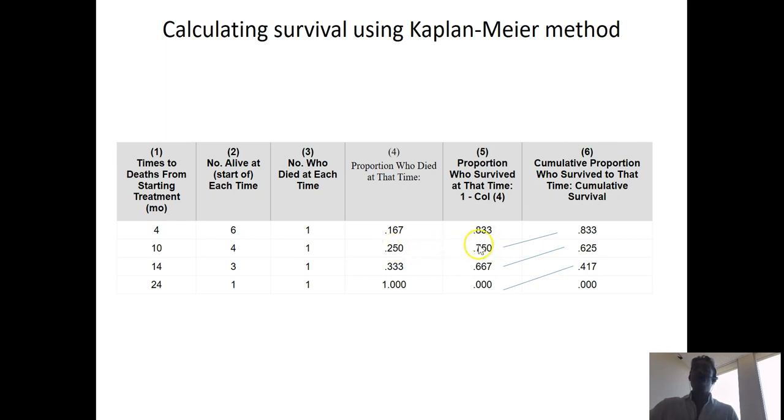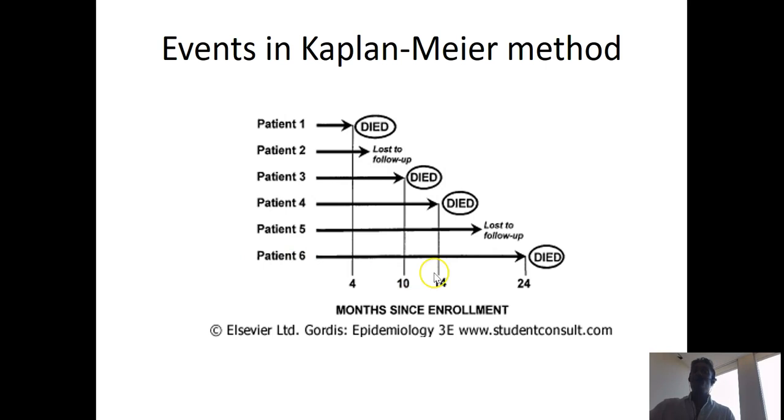Okay. What do I do with this? I multiply that by my previous survival fraction to give me a running total of 62.5% surviving from the very start of the study. 75% are surviving in this time interval, but 62.5% is the total survival rate at the point of 10 months.